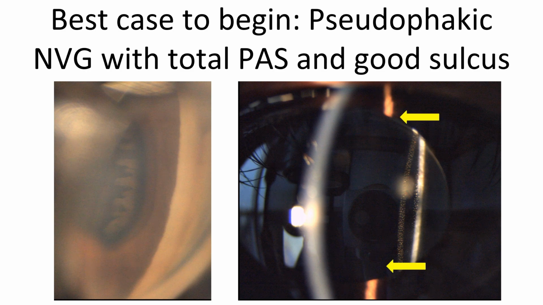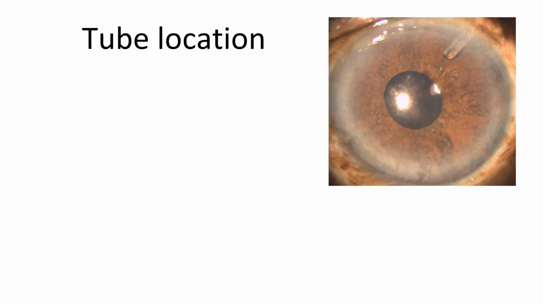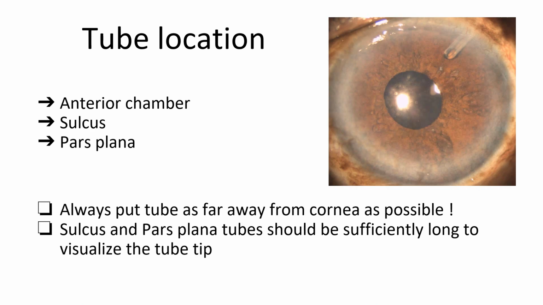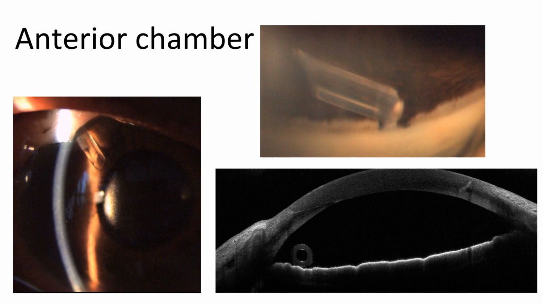With these synechially closed angles, there would be adequate sulcus to put the tube in comfortably. After choosing the quadrant for the plate, we should decide on the tube location in the eye. It is important to put the tube away from the cornea at all times. Tubes in the anterior chamber should be 2 mm long. The ideal entry point should be at the scleral spur or trabecular meshwork. This will ensure adequate distance from both the cornea and iris.